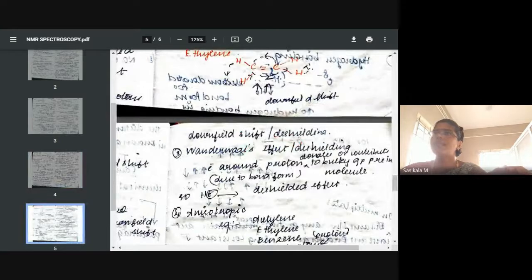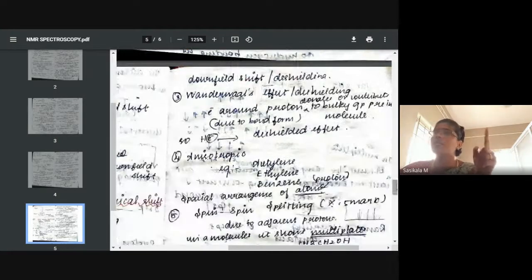When the van der Waals effect is present, the electrons around the proton will donate their electron density to the bulky group, thereby de-shielding occurs. Electron density is reduced, so that is represented with the van der Waals effect. Only electron-donating groups, the plus I effect, cause an increase in shift.